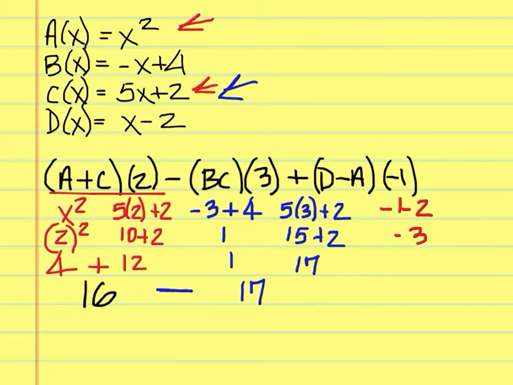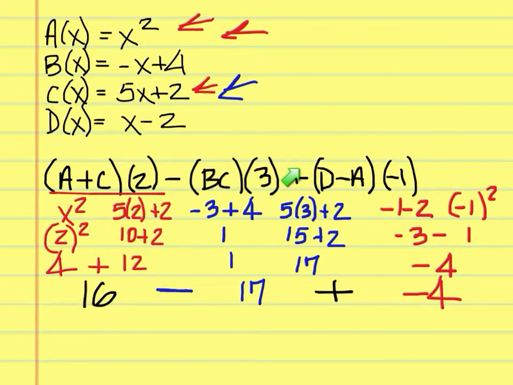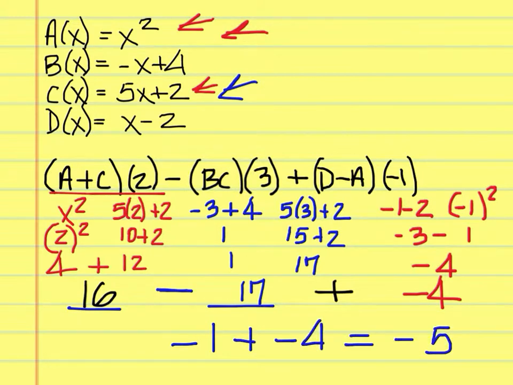And then if I put a negative 1 in for a, I'm squaring negative 1 to get 1. But don't forget the operation between the two is minus. So negative 3 minus 1 is negative 4. So now I have a plus sign to put in there, and that comes from this plus sign here. So the only thing left is to do an order of operations problem, which is 16 minus 17 is negative 1. And then plus a negative 4 is going to give me an answer of negative 5.